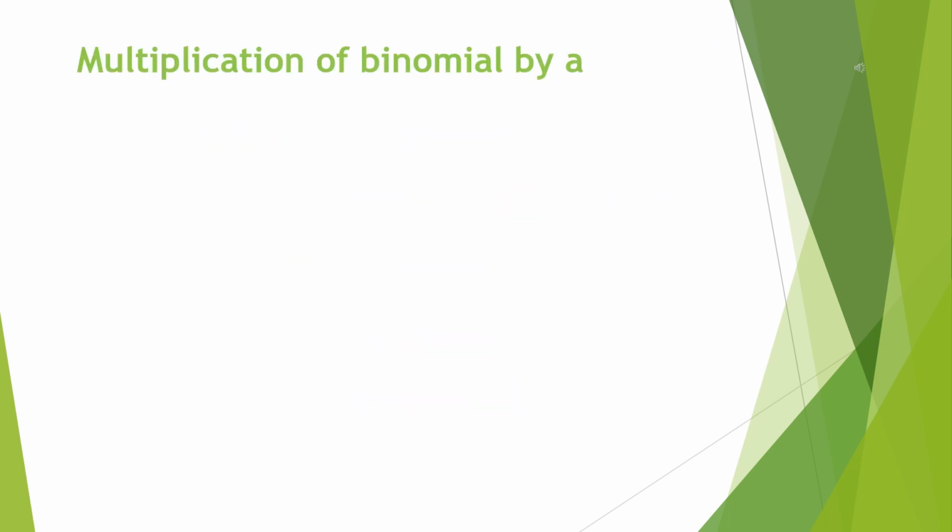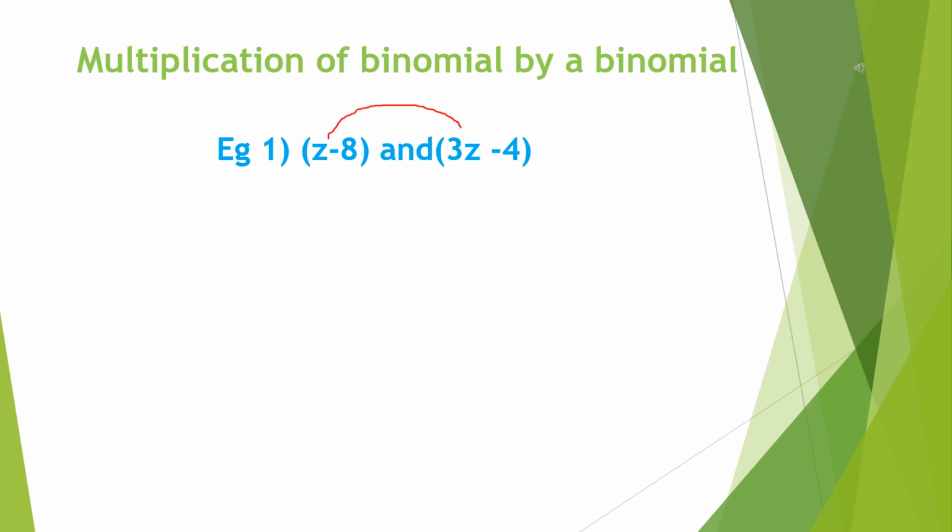Multiplication of binomial by a binomial. Example 1. z minus 8 and 3z minus 4. Both are binomials. First we have to multiply z into 3z. Again multiply z into minus 4. And then second term minus 8 into 3z. And once again multiply minus 8 into minus 4. I'll write it here. z into 3z minus 4, minus 8 into 3z minus 4.